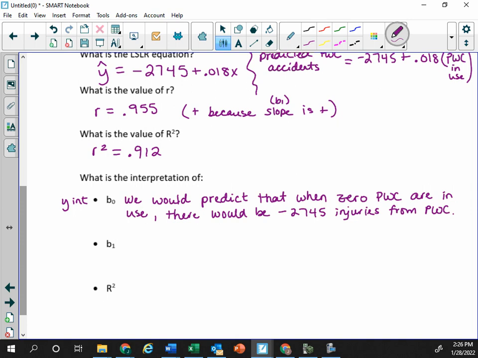Remember how I said the y-intercept interpretation usually makes very little sense? This is what I'm talking about.